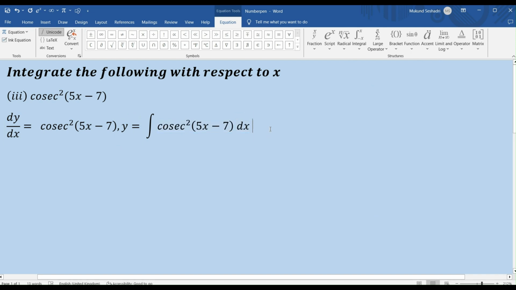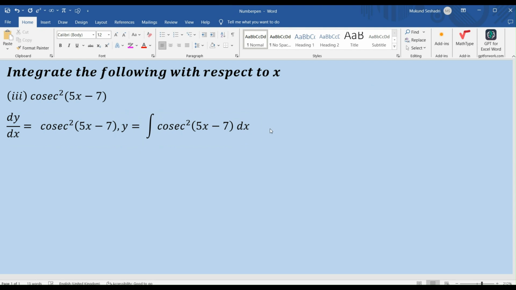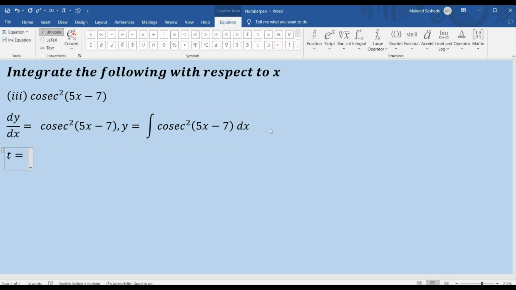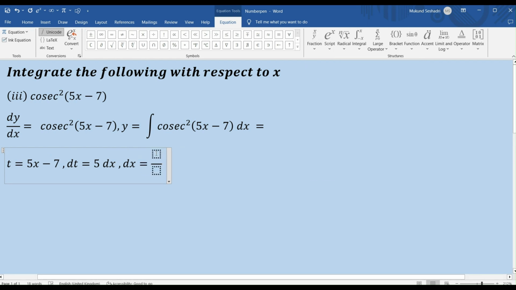Now let's come to the substitution. I think the best possible substitution would be t equals 5x minus 7, right? And what does that leave me with? I differentiate on either side. My dt becomes 5 times dx, which means my dx is dt by 5. Now I go back to the previous expression and put back everything in terms of t and see if I get a much simpler expression, right?